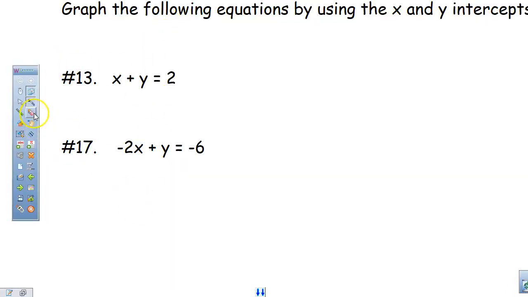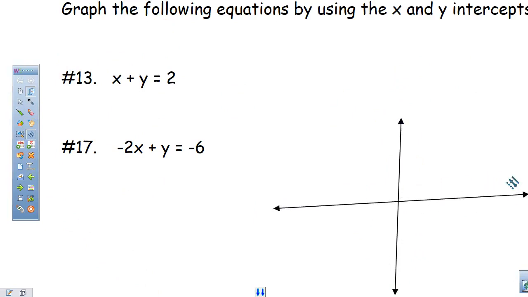And let's go to 13 and 17. We're going to do the same thing here. Graphing using our intercepts. Virtual learners, you can pause the video and practice doing this, and then press play when you're ready for the response.